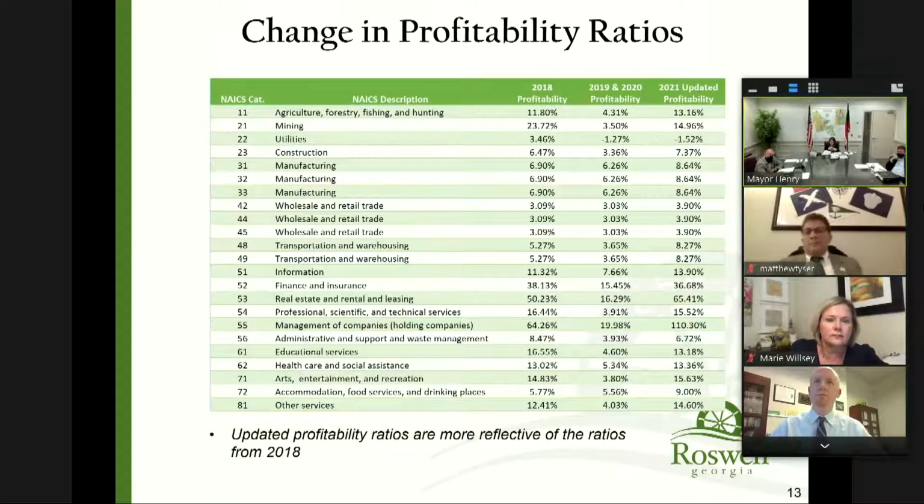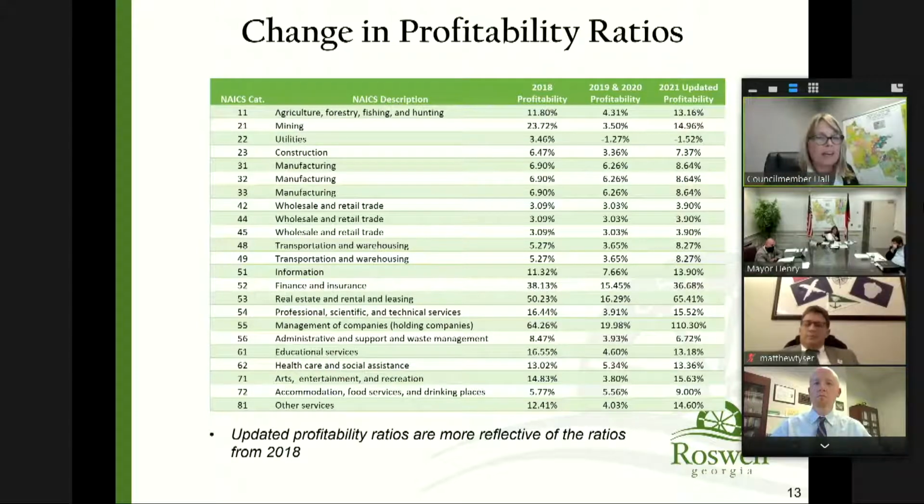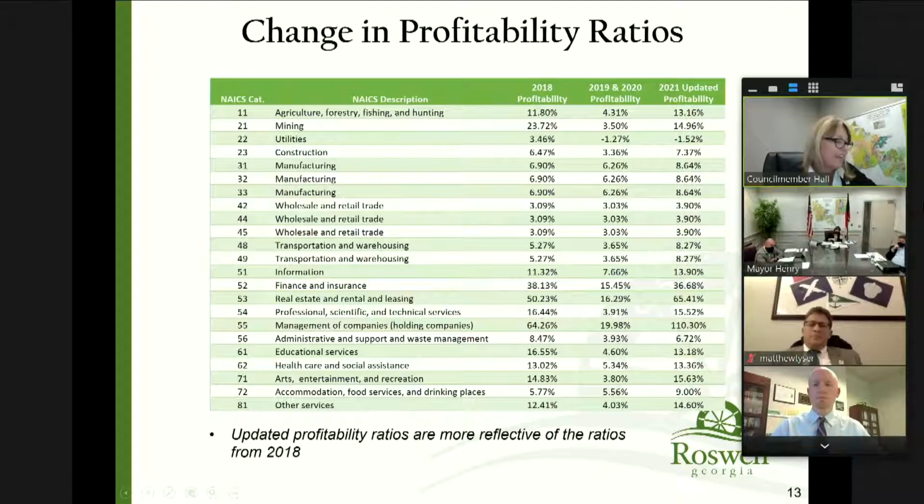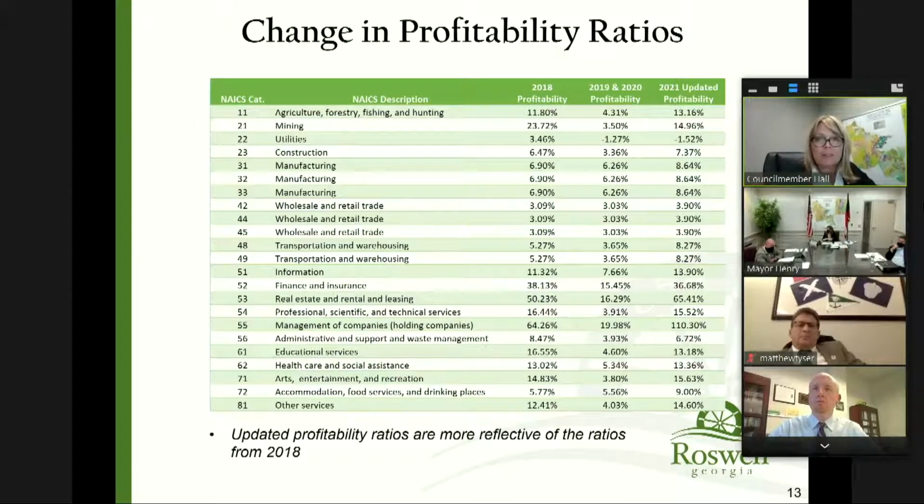Councilmember Hall. Thank you, Mayor. And thank you, Ryan. A very detailed and informative presentation. I'd like to start with the reason that we're here. What we're here to do is discuss how we can help champion our Roswell businesses, especially through these tough COVID times.